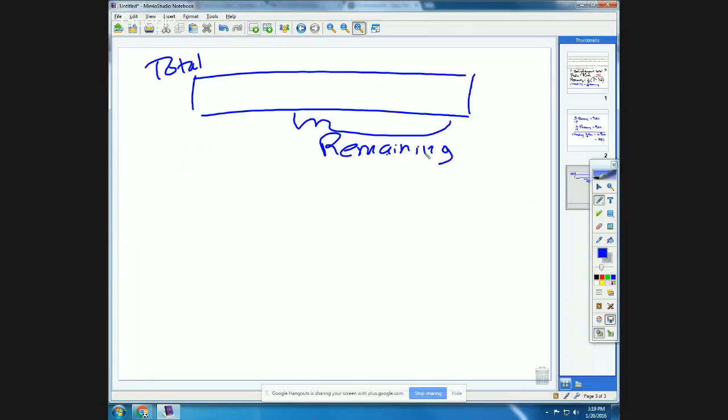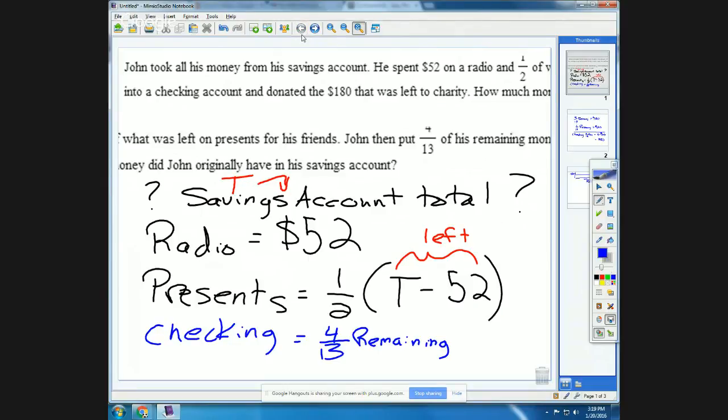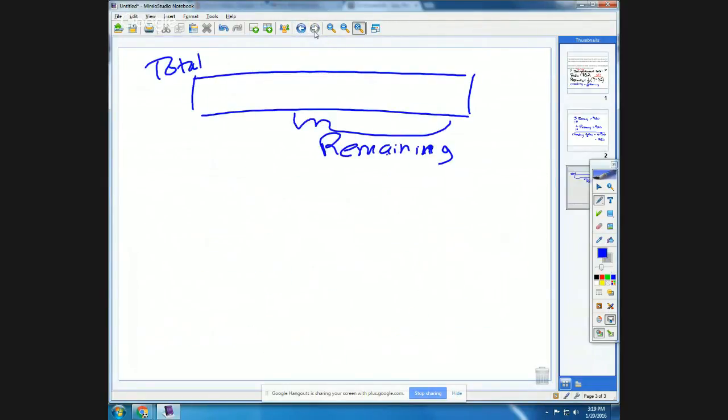After he did what? What did he do before we ended up with this remainder? Do you remember? Bought a radio. He bought a radio and presents. Okay. And we just calculated there was $180 plus another $80 in here. So there was $180 in here, and then another $80 that went to, let's see, charity was this one, and checking was this one.